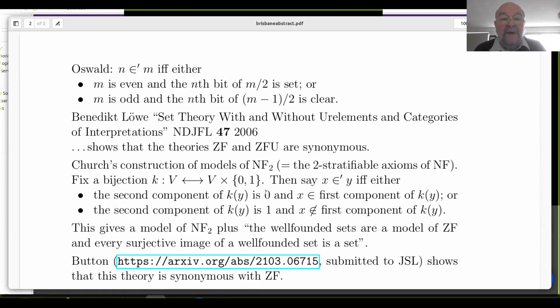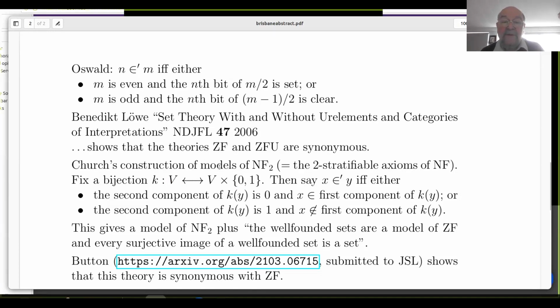And Church gave this construction, which I've shown in front of you here, construction of models of NFU, starting from a model of, well, your favorite well-founded set theory. Let V be the universe of whatever model of your favorite set theory you're using, and you fix a bijection between the universe and a set of pairs of elements of the universe with flags. Think of these 0 and 1 as flags, and then you say X is a member of Y in the new sense.